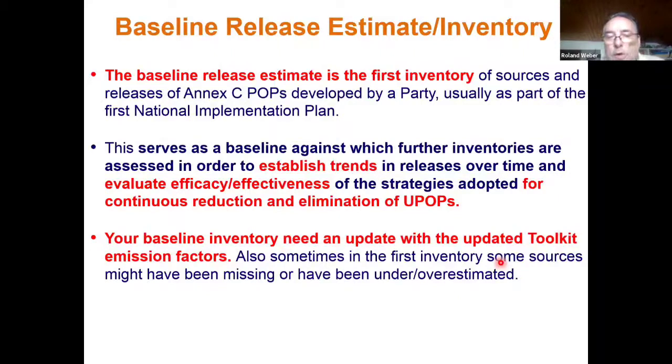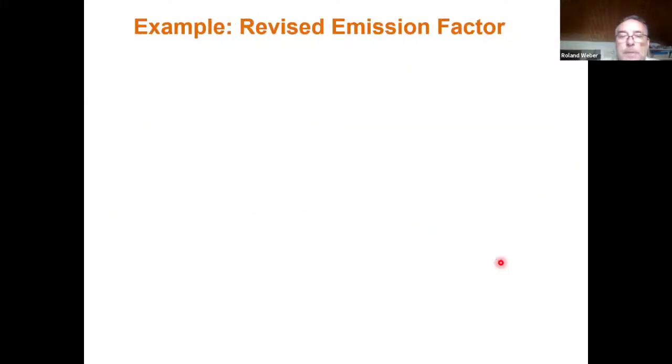Now your baseline inventory needs to be updated with the updated toolkit emission factors, because some of the emission factors have changed. The new inventory you will calculate with this toolkit and with the new emission factors, so that you can do a real comparison. You need to calculate your baseline inventory with the updated toolkit too. So here you need to go back to the old inventory.